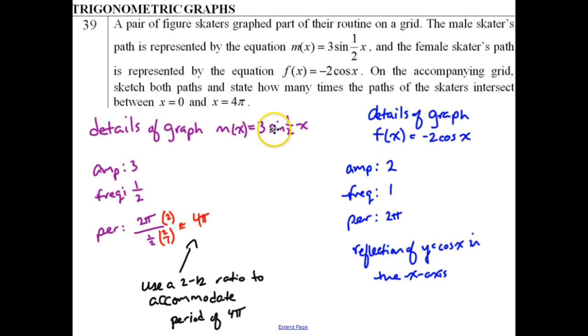Last thing is just identify what a sine graph looks like, and hopefully you know that sine usually starts at 0, unless there's a vertical shift. There's not. And cosine usually starts at the value of the amplitude, unless there's a vertical shift. So in this case, we're going to start at -2 because it's reflected. Here are the graphs.